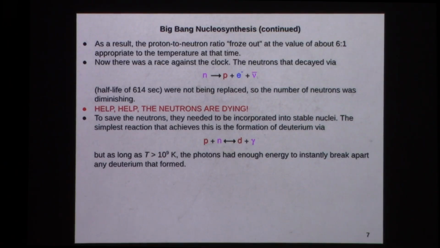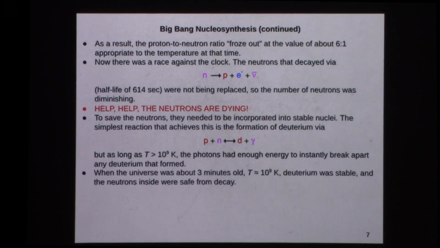Now, at higher temperatures, a deuterium nucleus like that would be instantly broken apart by colliding with something else. So this won't go at very high temperatures. But if the temperature is low enough, you can make deuterons that then stick around. As long as the temperature is more than about 1 billion Kelvin, the high energy gamma rays around had enough energy to instantly break apart any deuterium that formed. But you get below 10 to the 9 Kelvin and deuterium can stick around.